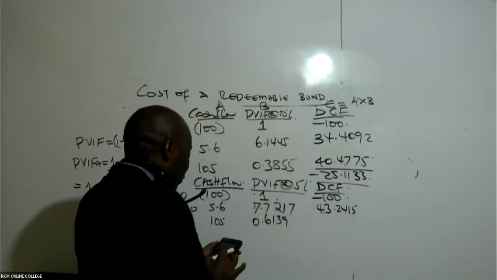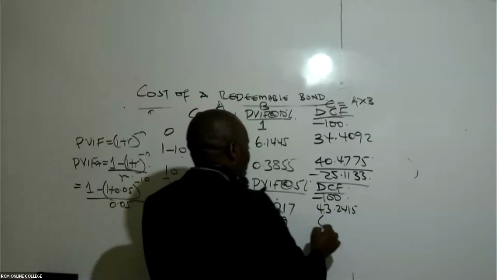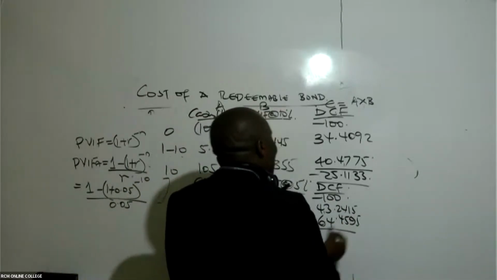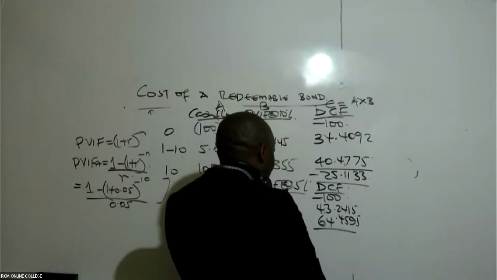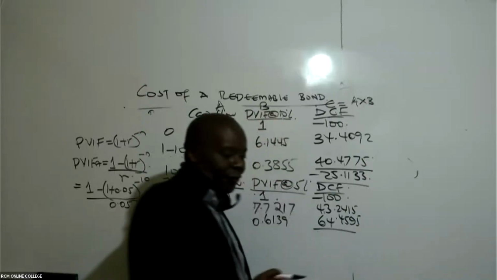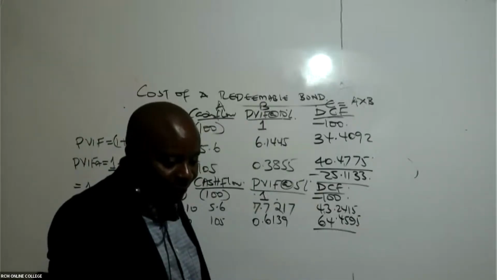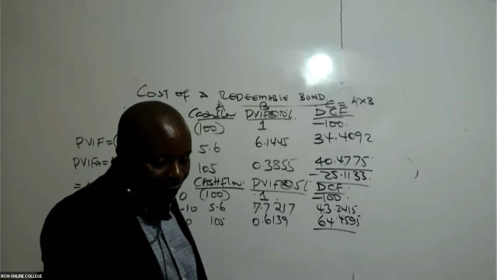I have 105 times 0.6139. What are we going to get here, somebody? 64.4595. So please add the three numbers: 64.4595 plus 43.2415 minus 100. What are we getting here, somebody? What is the final answer here?